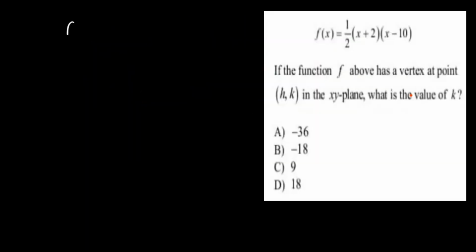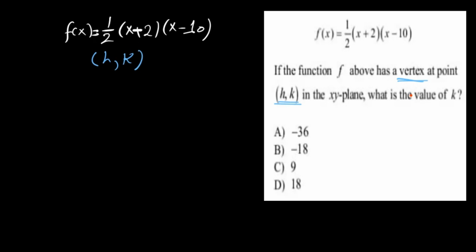Function f of x equals one half times (x plus 2) times (x minus 10). The vertex point is h and k. This is the vertex. What is the value of k? I want to know what k equals. How to find h?